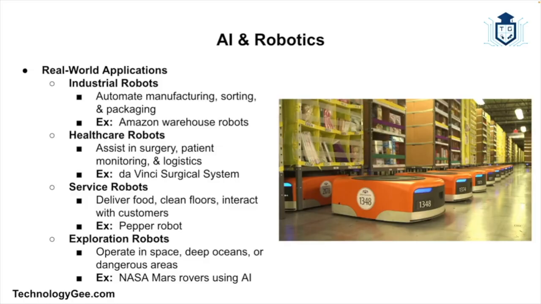An example of this would be the Da Vinci surgical system, which assists doctors in performing complex procedures with robotic arms that are controlled by human surgeons and guided by AI algorithms for precision. You also have service robots, and these include robots that clean, deliver, or even entertain. An example would be SoftBank's Pepper robot, which can greet customers, answer questions, and even read emotions. You also have exploration robots, used in deep sea research, space missions, and hazardous environments. An example would be NASA's rovers on Mars, where they use AI to navigate terrain and collect samples.